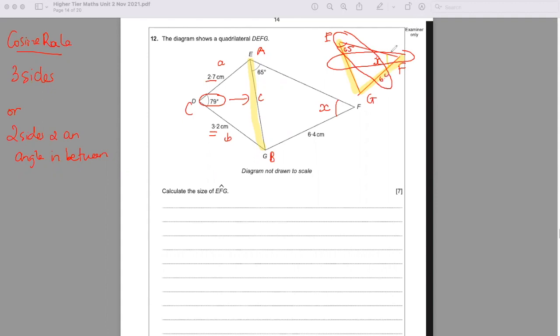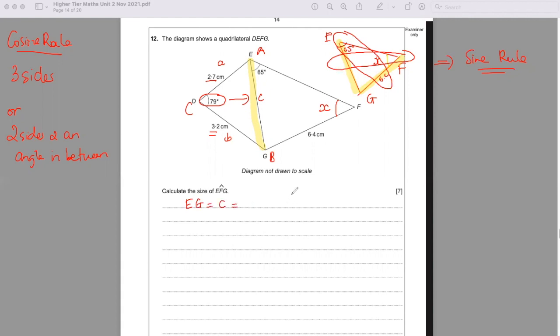So when you've got the opposite pair of angle and side, you're going to use sine rule for this one. So can you see when you use cosine rule and when you use sine rule? Cosine rule, three sides or two sides and the angle between. Sine rule, when you have a pair of angle and opposite side. So let's work out EG first, which I labelled C there. So EG will be equal to C.